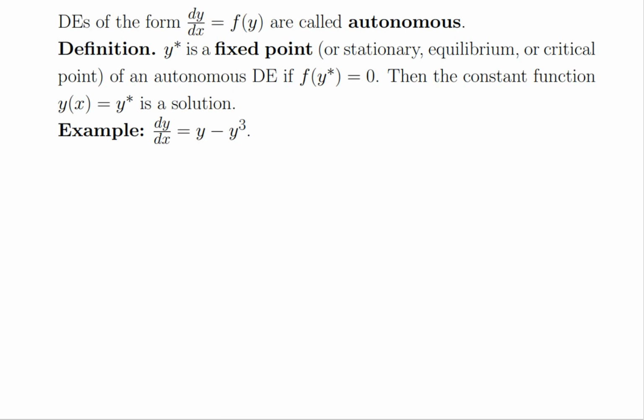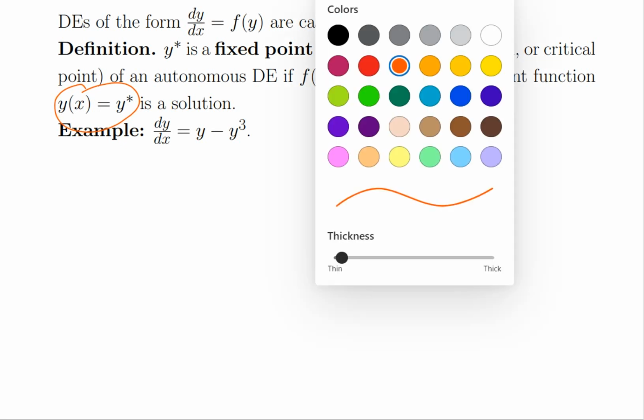Why is y star a solution? If you just take this as a trial solution, y of x equals y star, a constant solution, so its graph is just a horizontal line, well, f of y star is 0, and the derivative of a constant is 0, so it does satisfy the differential equation.